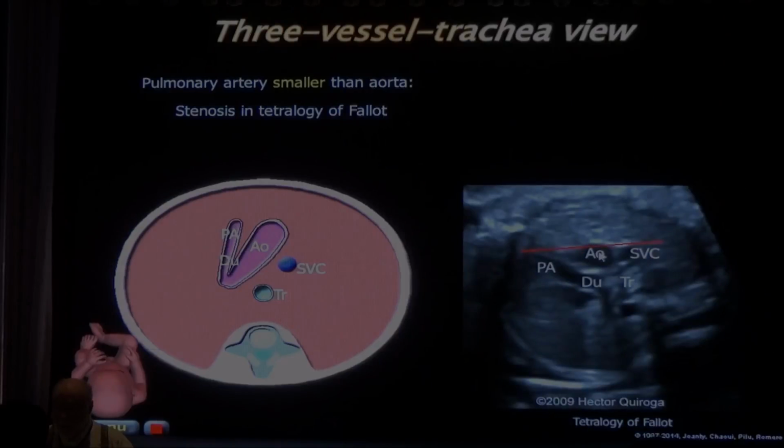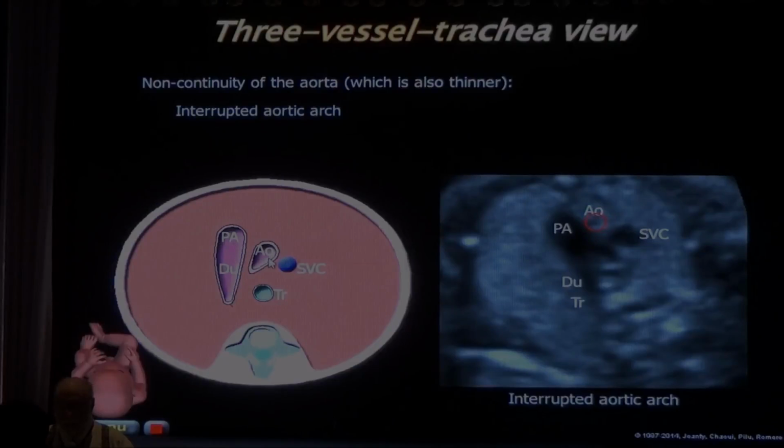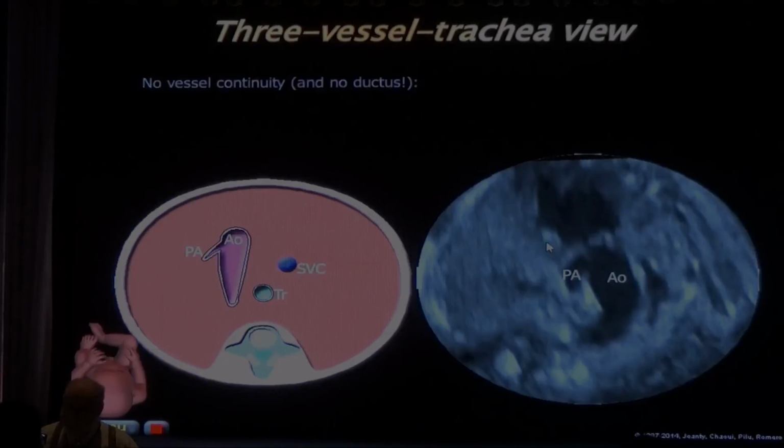Here we have an aorta that is slightly ahead of this line, and this is a more benign form of tetralogy of Fallot also. Here we have an aorta that is not connecting with the ductus, and it's very small on the three-vessel view. This is an interrupted aortic arch, the George syndrome. We look for the ABC classification.